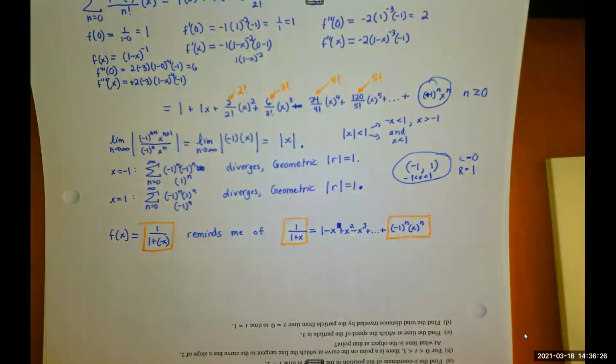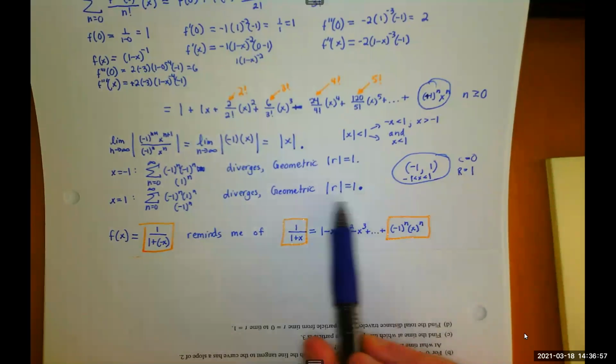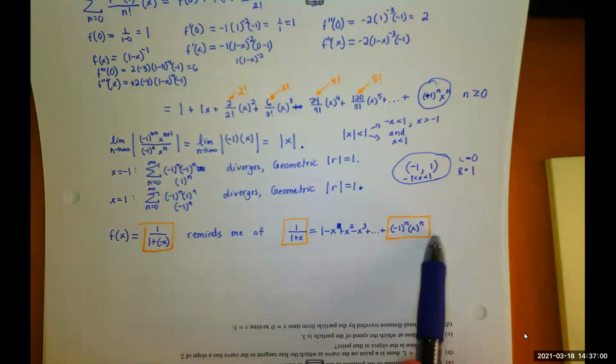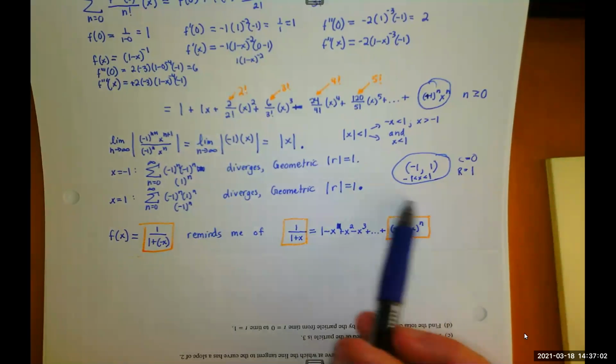So f of x equals 1 divided by 1 plus negative x reminds me of 1 divided by 1 plus positive x. Those look very similar, don't they? They sure do. They look very, very similar, right? Okay. What about this thing on the right? Do you recognize this thing on the right? You're supposed to. This is on the list of the 4 Maclaurin series you're supposed to be memorizing.